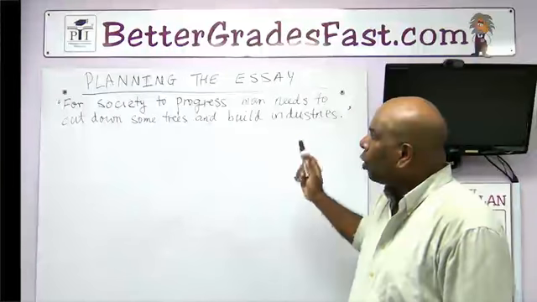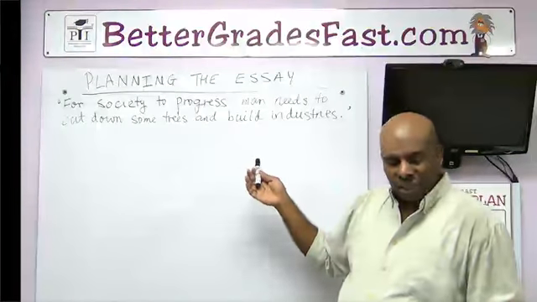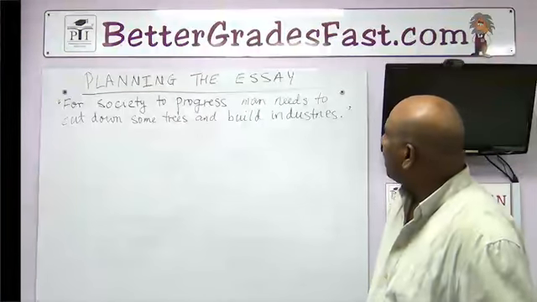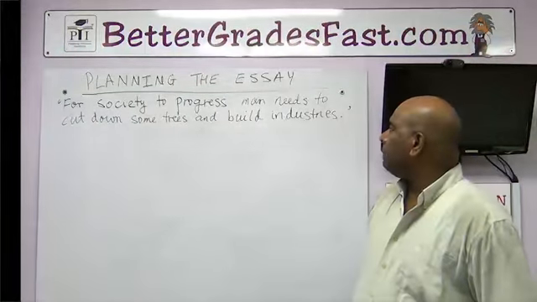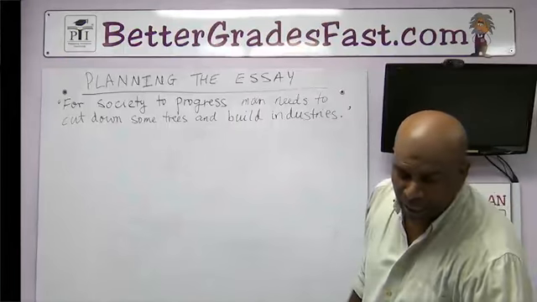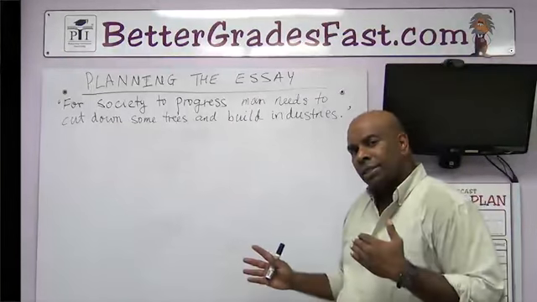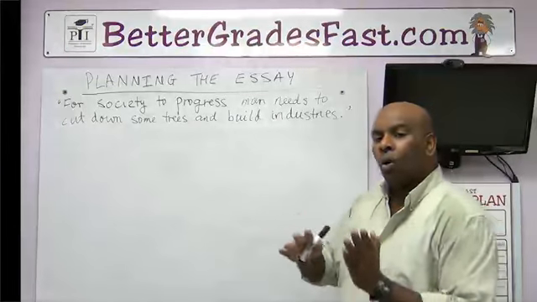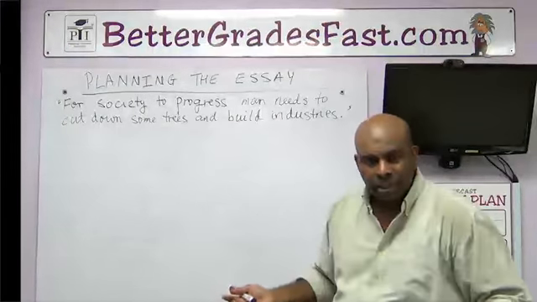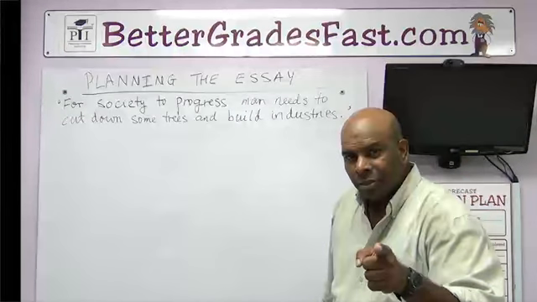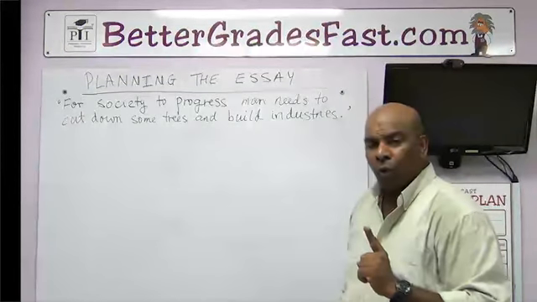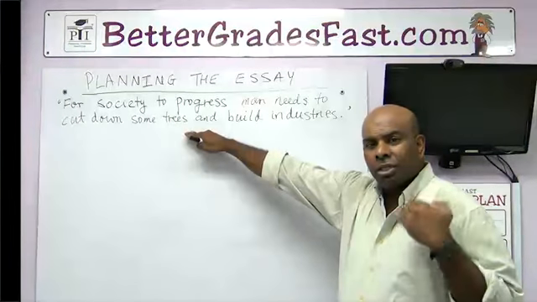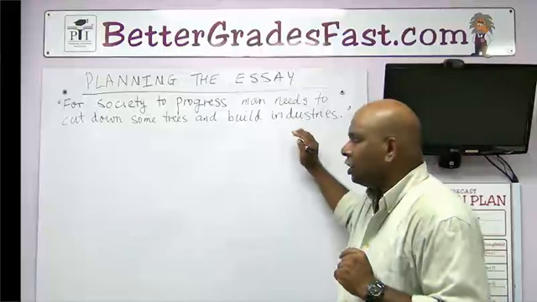And our question is essentially something like this. For society to progress, man needs to cut down some trees and build industries. And we are asking the students to either agree with this statement or disagree. That is, have an argument. What are we going to argue for? One, keeping the environment natural, trees and so on, or changing it.